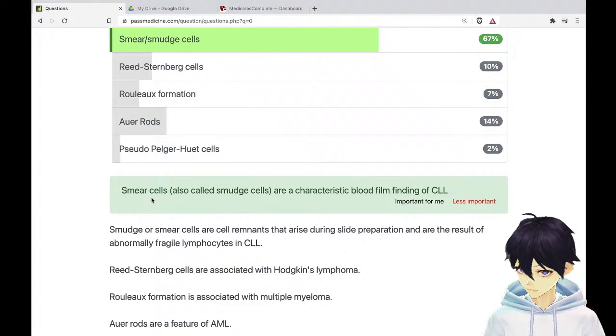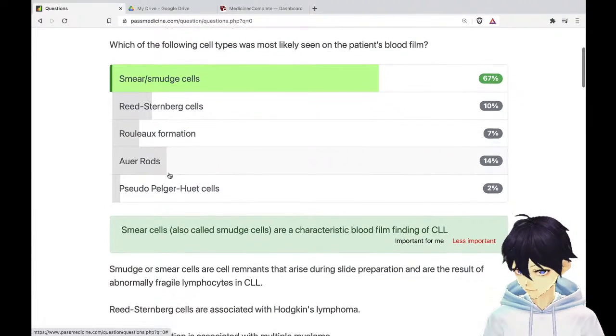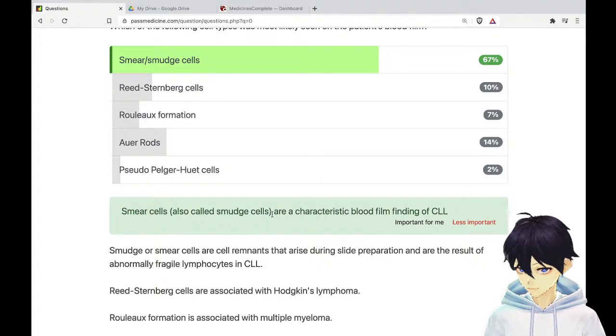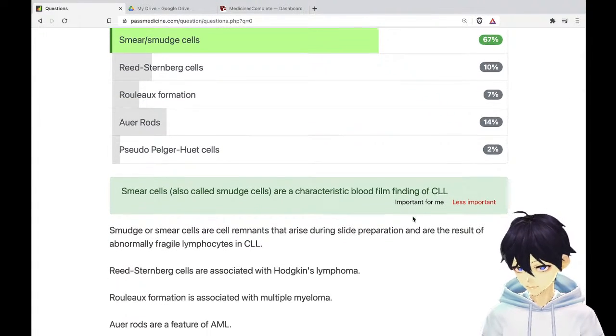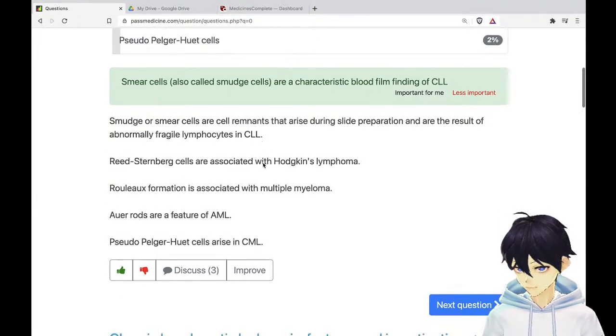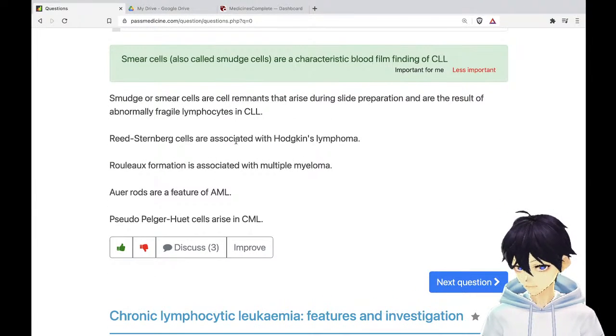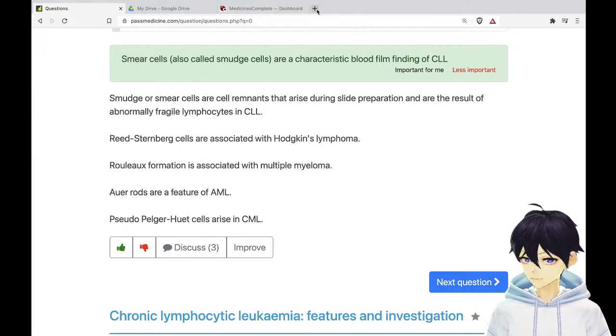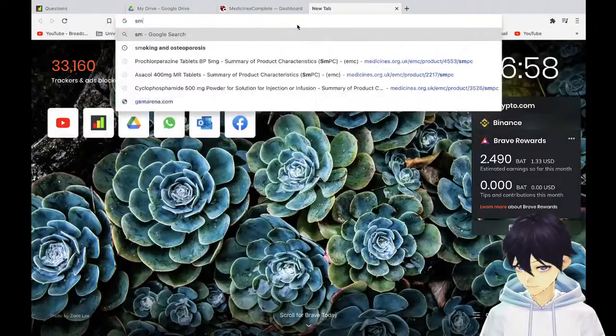Okay, so the correct answer is smudge cells. Smear cells, also called smudge cells, are a characteristic blood film finding of CLL. Smudge or smear cells are cell remnants that arise during slide preparation and are the result of abnormally fragile lymphocytes in CLL. Reed-Sternberg cells are associated with Hodgkin's lymphoma. Let's have a look at how each of these looks.